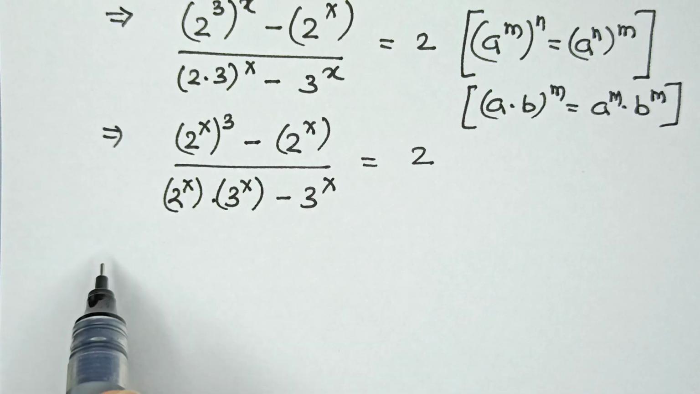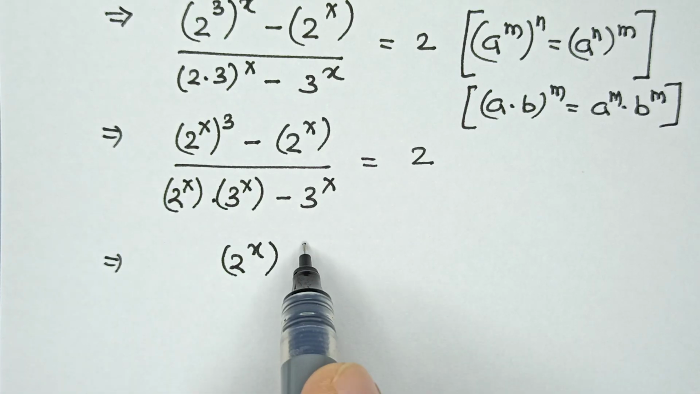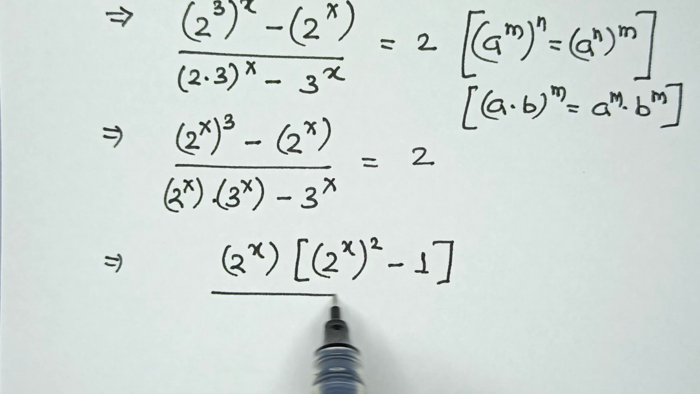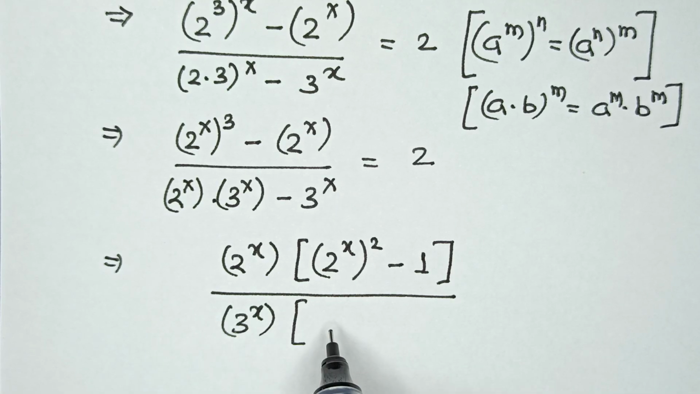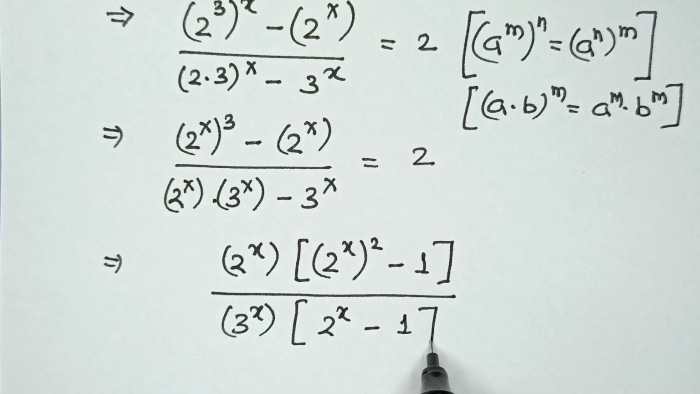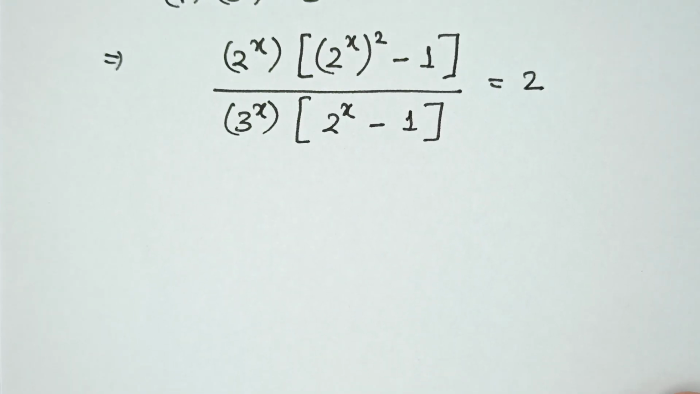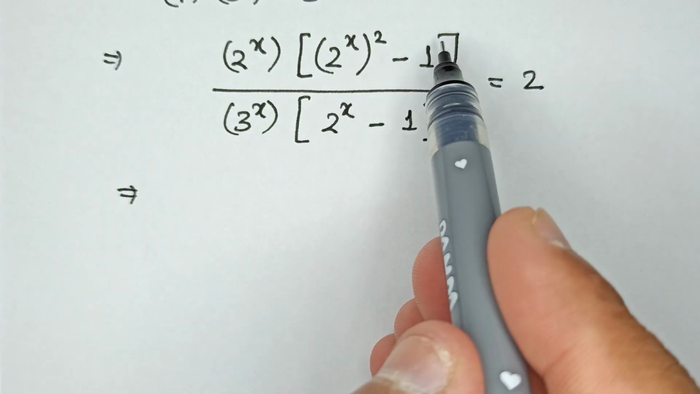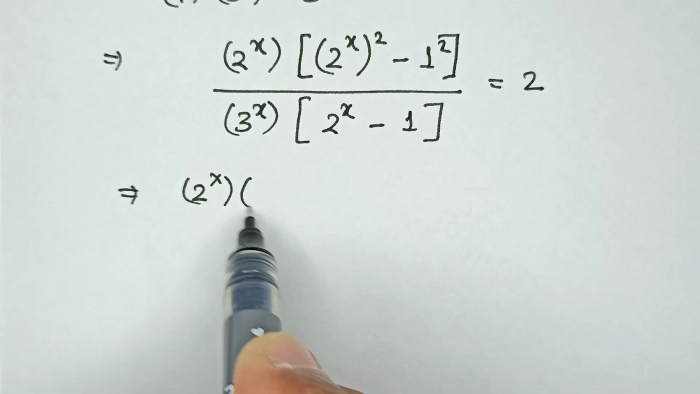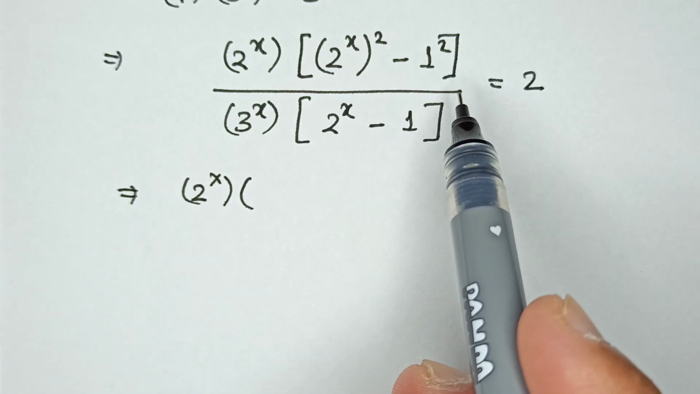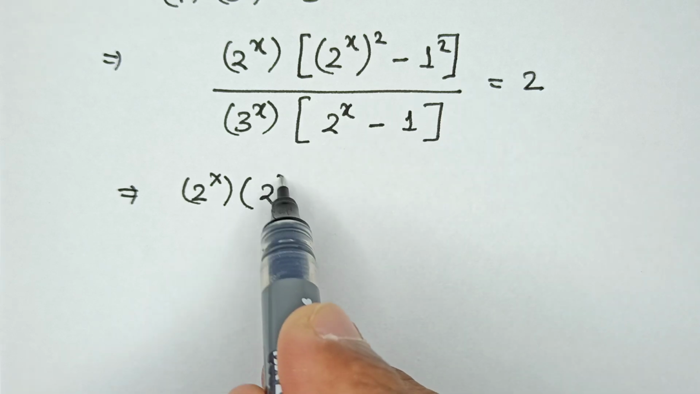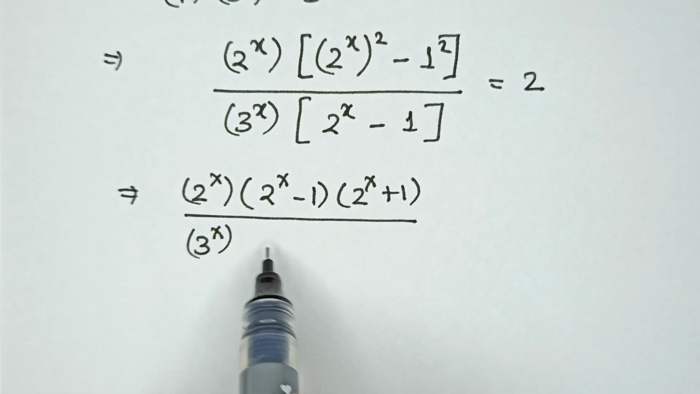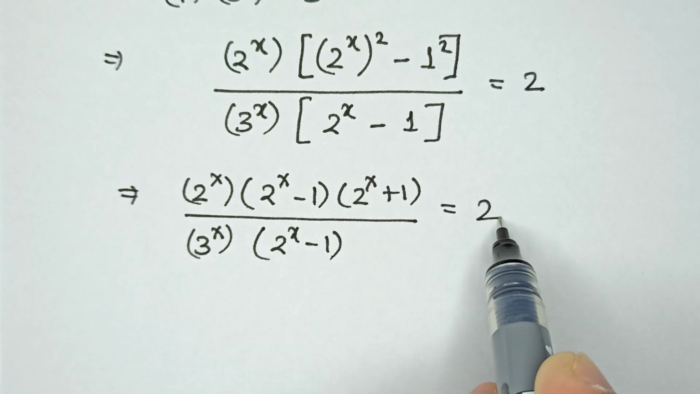Now from the numerator, we can take out 2 raised to the power x as common. So inside the bracket we have (2 raised to the power x) whole raised to the power 2 minus 1 in the numerator, and in the denominator we have 3 raised to the power x, divided by 2 raised to the power x minus 1, is equal to 2. Here multiple rules of exponents and powers can be applied. This looks like a square minus b square, so we use the algebraic identity a square minus b square equals (a minus b) multiplied by (a plus b). So (a minus b) multiplied by (a plus b), divided by 3 raised to the power x, and 2 raised to the power x minus 1 is equal to 2.